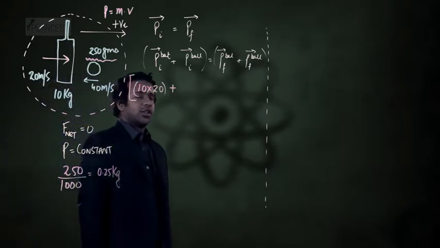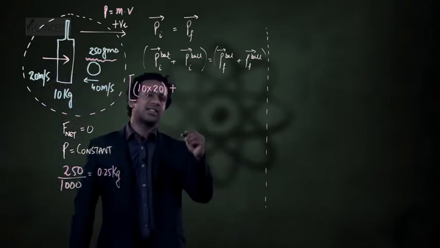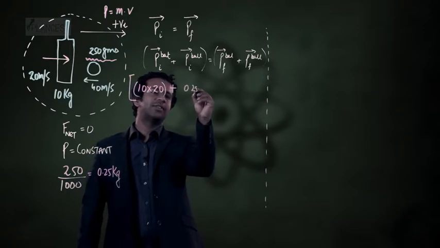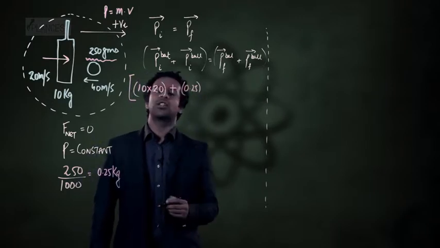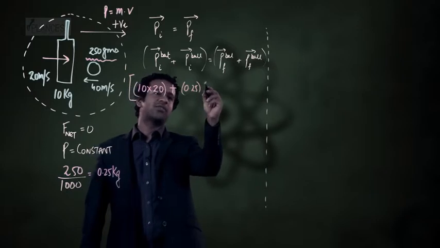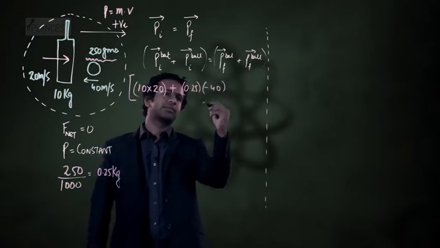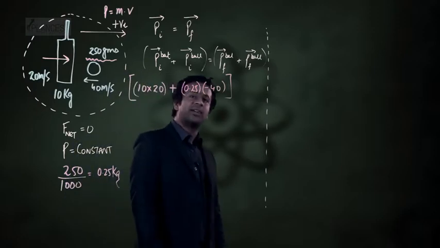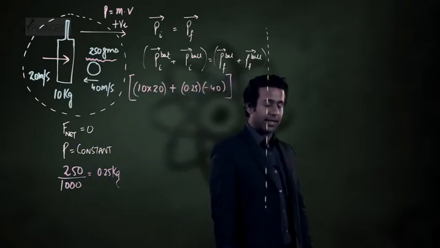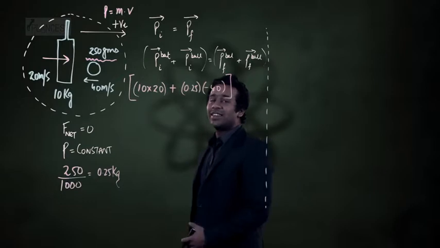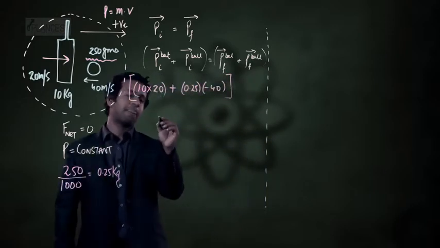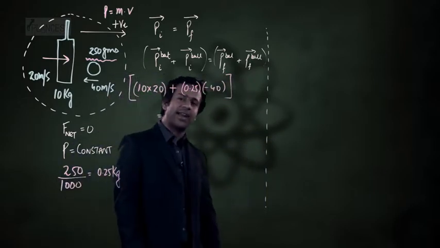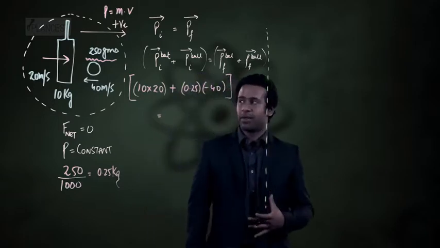Right. So let's substitute these values. The mass is 0.25 into the velocity, which is minus 40. So this entire term becomes the initial momentum of the system. Right. So let's now try to write the final momentum of the system. To do that, we will first write the final momentum of the bat.